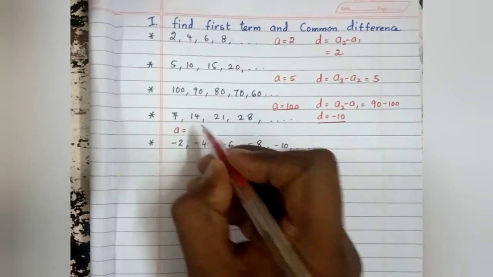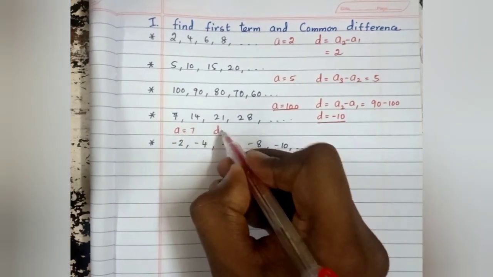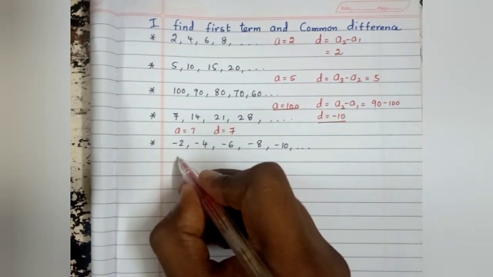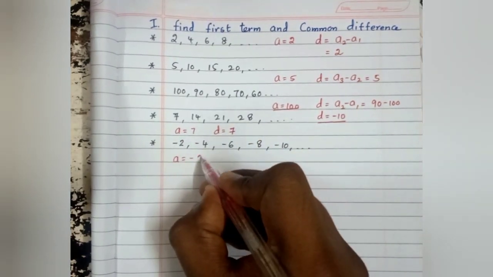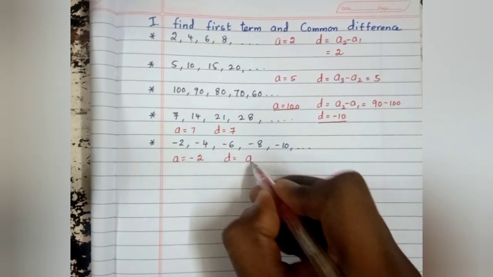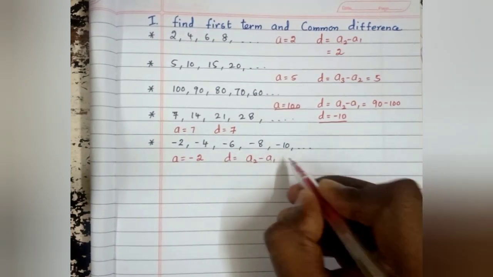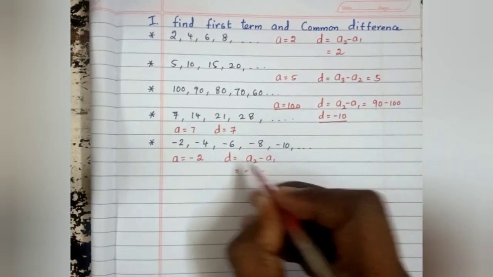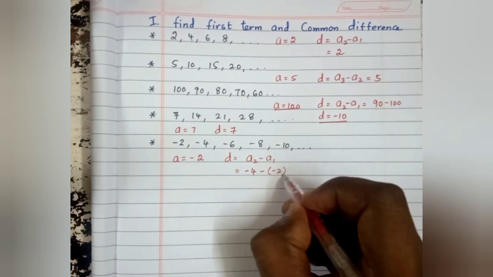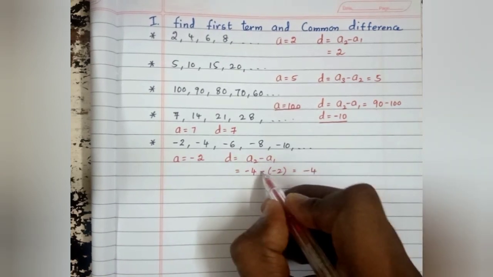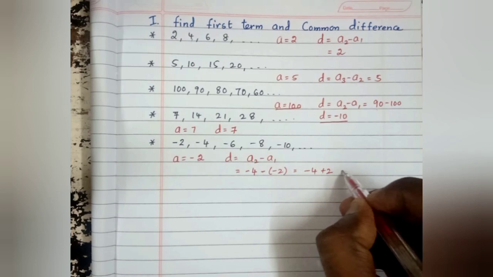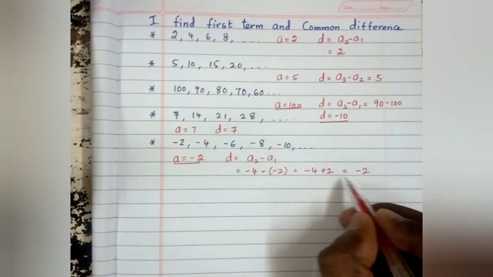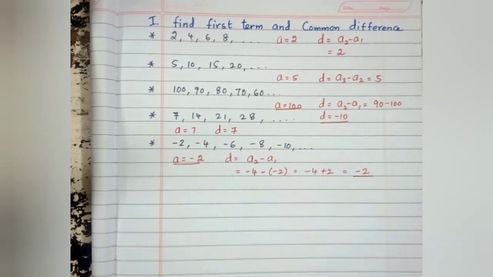Now, fourth problem, the first term A equals 7, D is A2 minus A1, that is 14 minus 7, which is 7. Fifth problem, A is the first term, that is minus 2, D is A2 minus A1. So what is A2? A2 is minus 4, minus of minus 2. Minus into minus is plus, so minus 4 plus 2 is minus 2. Therefore, A is minus 2, D is minus 2.